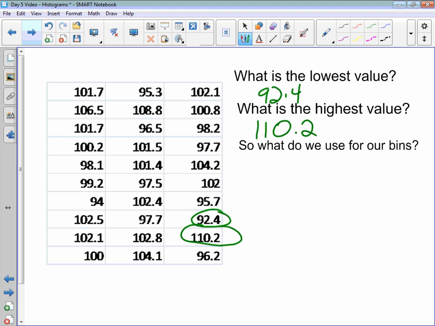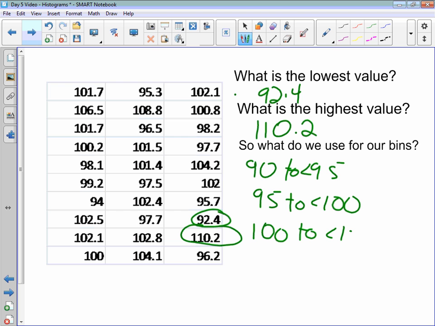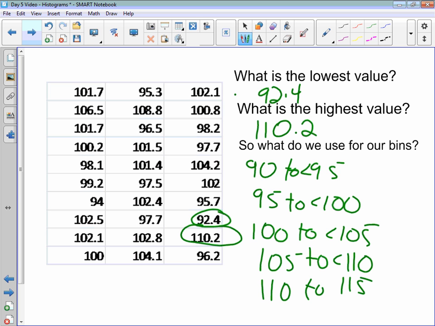And that was 110.2. So our bins need to cover every value between 90 and 110.2, and we need to have at least 5. You've got to play with this a little bit and look at numbers that make sense. So what's going to make sense? Well, we can have a bin from 90 to less than 95, and then 95 to less than 100, and then 100 to less than 105, and then 105 to less than 110, and then 110 to 115. And then our bins are all equal width.